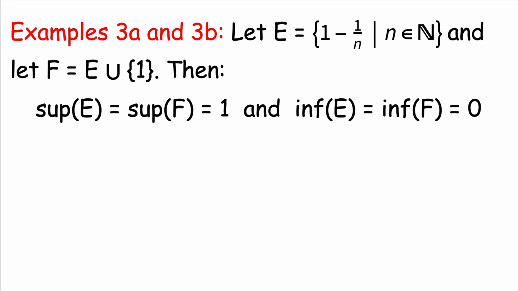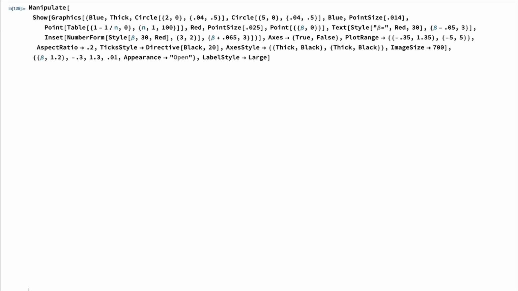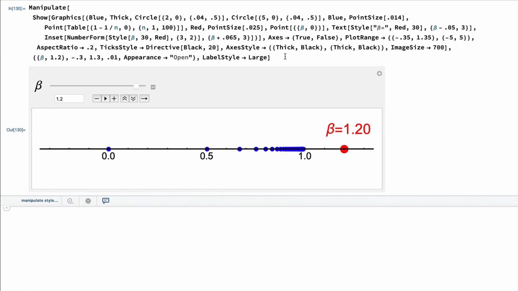You may want to pause the video and see if you can prove these things. Notice that 0 is in both E and F, while 1 is in F but not in E. Rather than doing a proof, I'm just going to run Mathematica code to illustrate this. So the blue dots that you see are the elements of E. 1 minus 1 is 0, 1 minus 1 half is 0.5, 1 minus 1 third is 2 thirds, 1 minus 1 fourth is 3 fourths, etc. The number 1 is not an element of E, but it is an element of F. You could pretend it's not a blue dot when you're thinking about E, and you could pretend it is a blue dot when you're thinking about F.